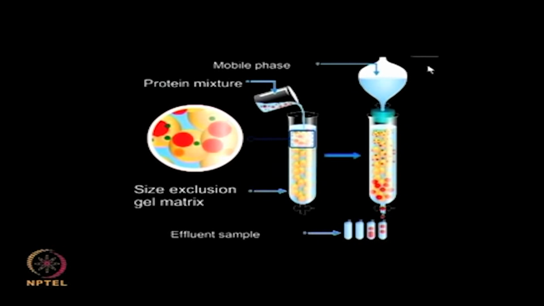Effluent sample fractions. The solution leaving the column is collected in suitably sized fractions. Initial fractions will contain only the mobile phase, while later fractions will have purified proteins.